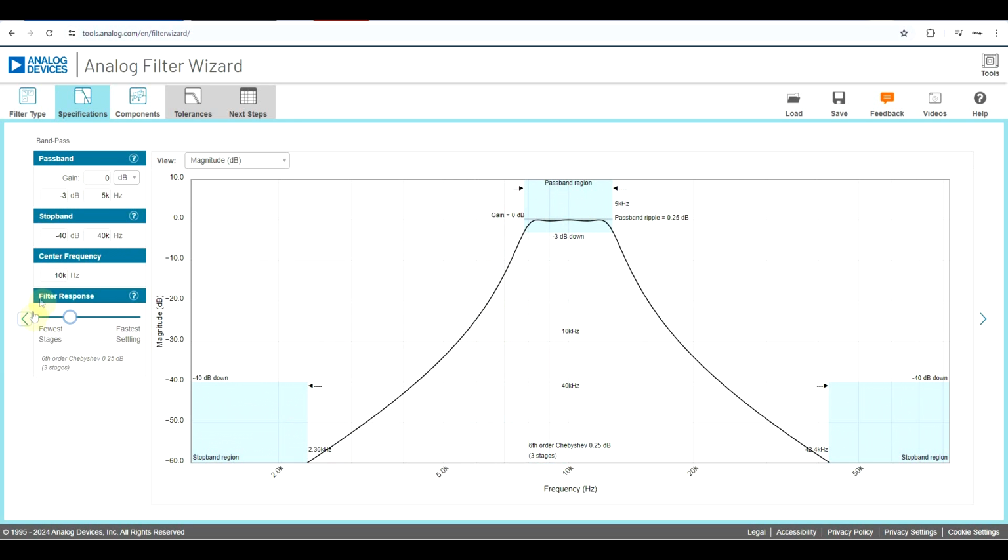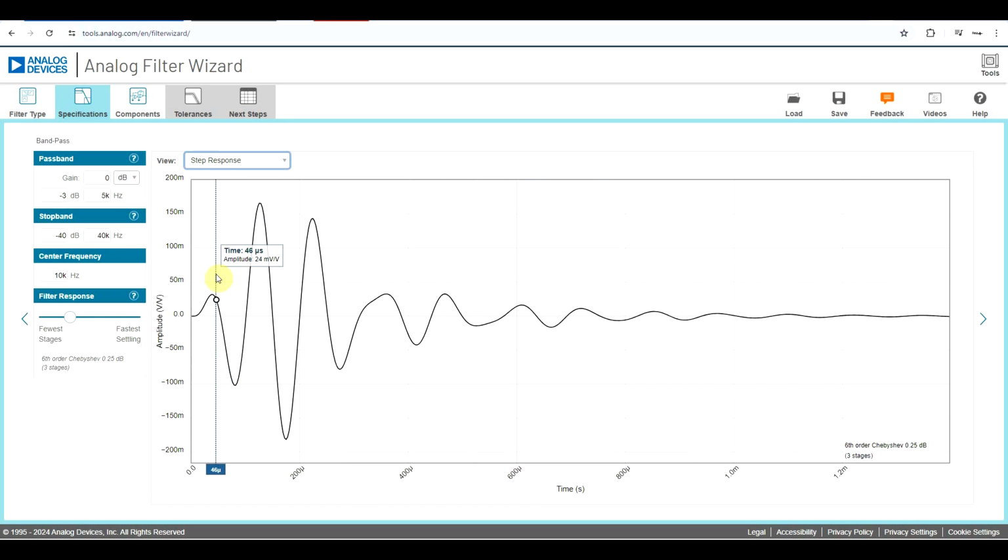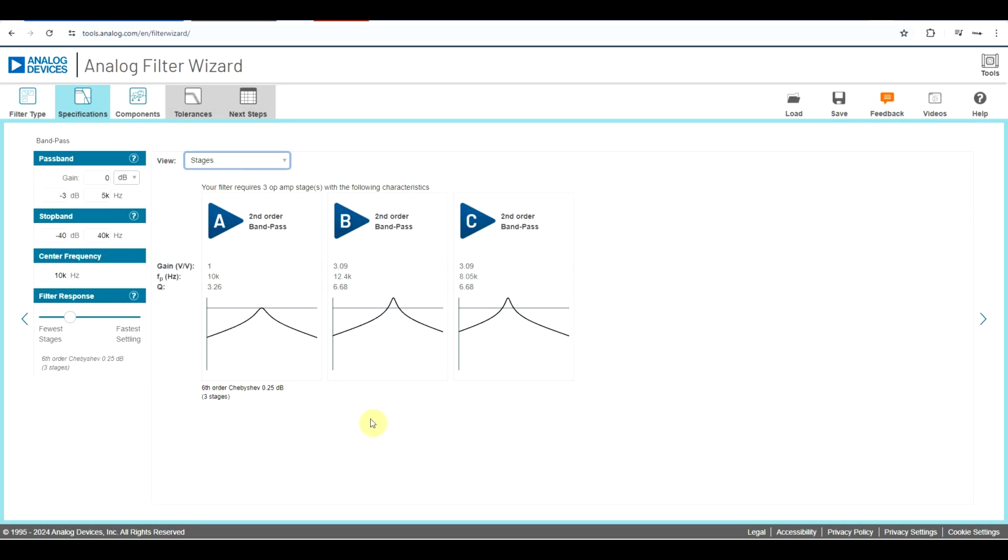So by playing around with the slider, you can always check the response in the associated graph. Based on the various chosen settings, you can observe the response in multiple expression methods. So you can either look at magnitude in decibels or in volts. You can observe the phase response, group delay, as well as the step response. So when the filter is used with pulses rather than continuous signals, there will be a specific response characteristic. Also, one of the things that you can observe is the various stages needed to build this filter. So what will be the specific order, gain, corner frequency, and Q factor.